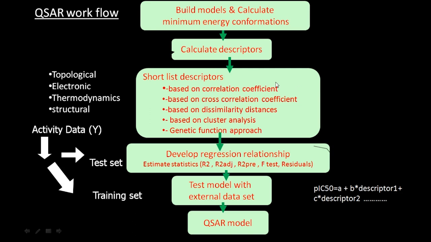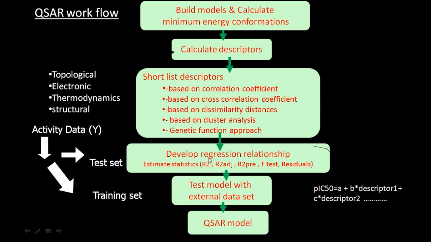Once we do that, we develop a regression relation. It could be a one parameter regression. If you have one descriptor, y equal to mx plus c. If it is two parameter, y equal to m1x1 plus m2x2 plus c. And then you do a lot of statistics. There are things called R square, adjusted R square, predicted R square, F test, residual, so many things.